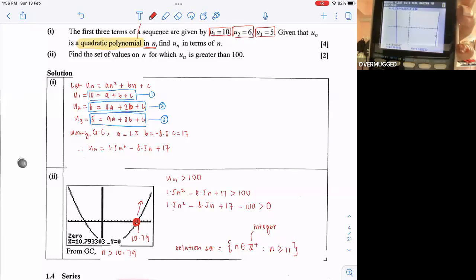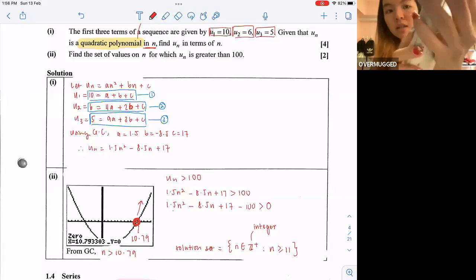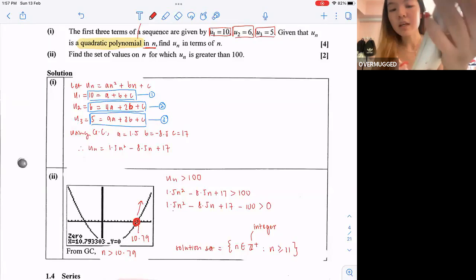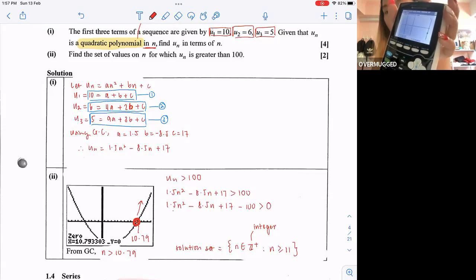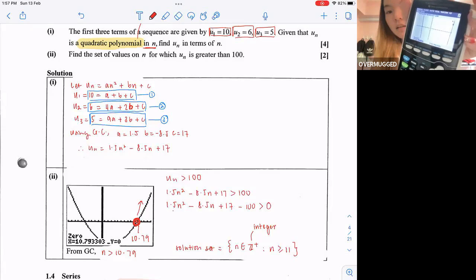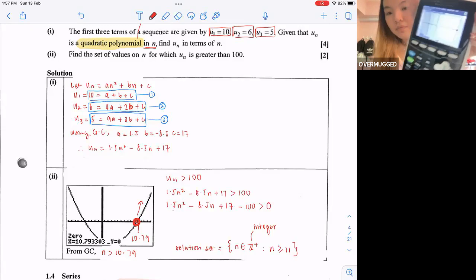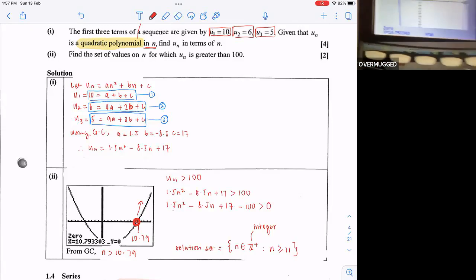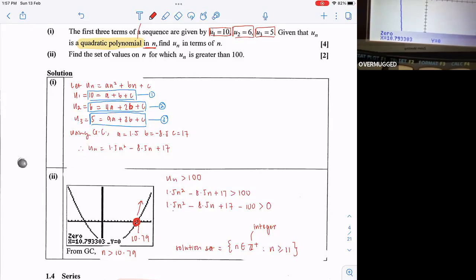Okay, I'm gonna trace it to around there. Okay, so this is the one I want. I'm gonna press enter, and then I'm gonna go to the other side and press enter, enter again. And they'll tell me, you see over here, that I have 10.79.